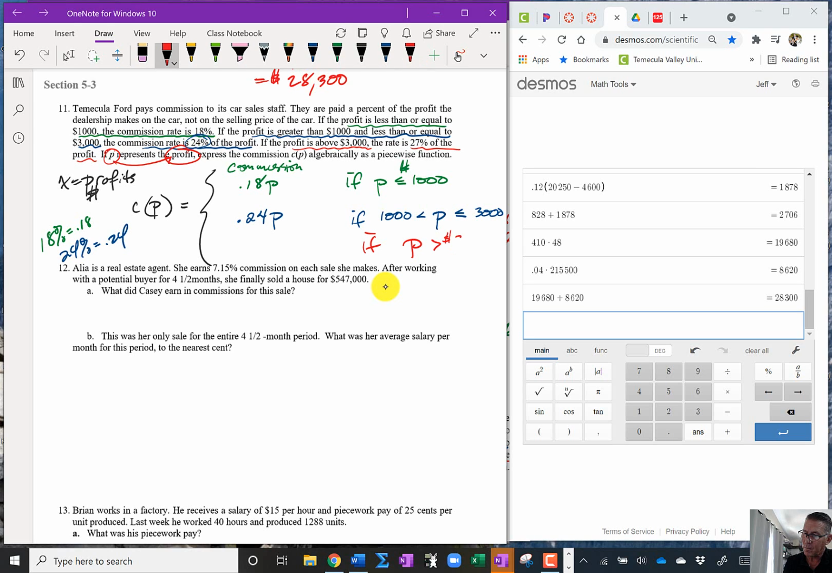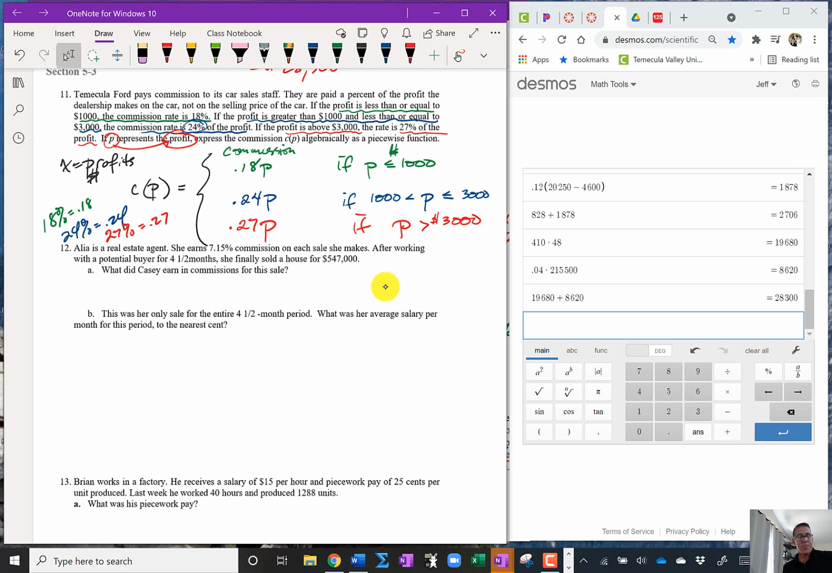Number 12. Aaliyah is a real estate agent. She earns 7.15% commission on each sale. After working with a potential buyer for 4.5 months, she sold a house for over $500,000. What is the commission on the sale? To figure out the commission of anything, you take your percentage, 7.15%. You shift the decimal 2 places left, or divide by 100, so that's 0.0715.